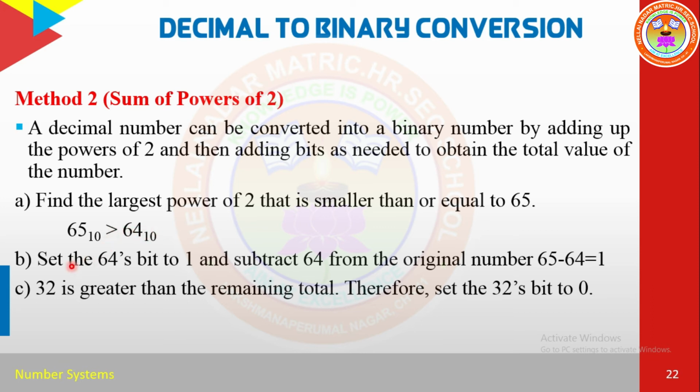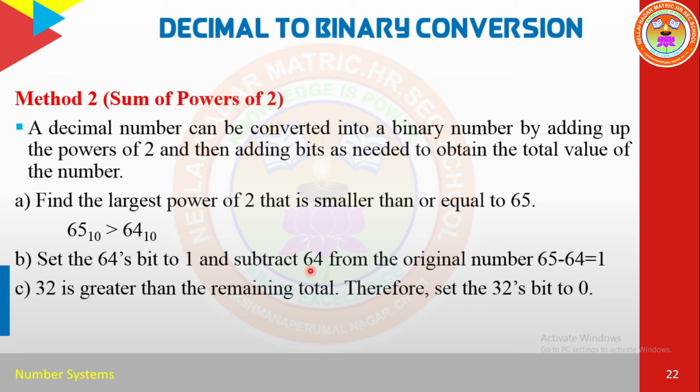Now set the 64's bit to 1 and subtract 64 from the original number. 65 minus 64 leaves a balance of 1. Now 32 is greater than the remaining total, so we set the 32 bit to 0. The next bit after the 64, the next bit is what?